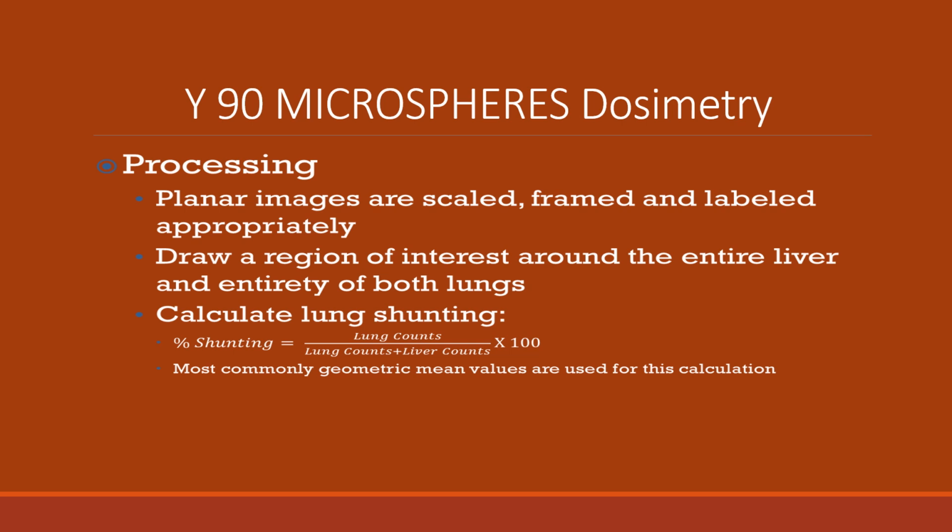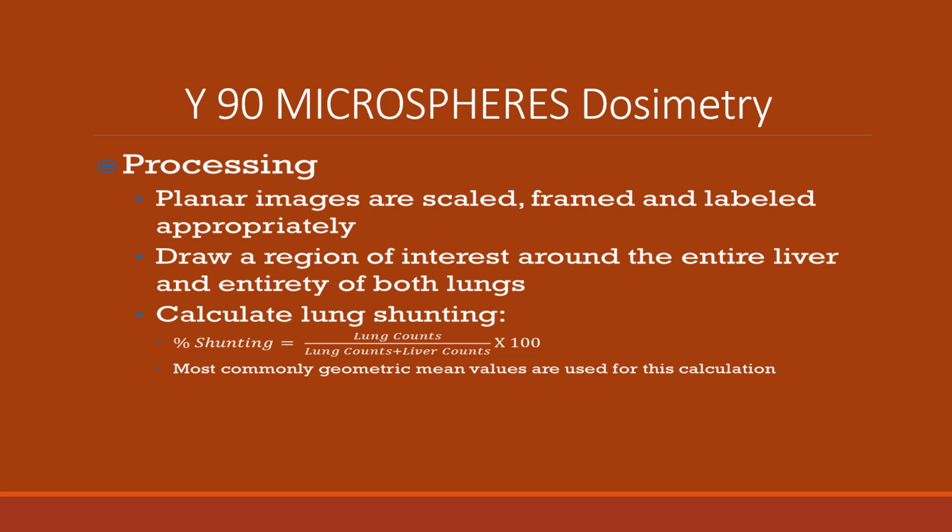And so you take the planar images, you have images of the lungs and you have images of the liver, right? And then you scale them, frame them, label them appropriately. And then for the quantitative analysis, most software protocols will have this already built into it. So you just click on the patient study and then you click on the HAPS processing or dosimetry or whatever it's called for that one.